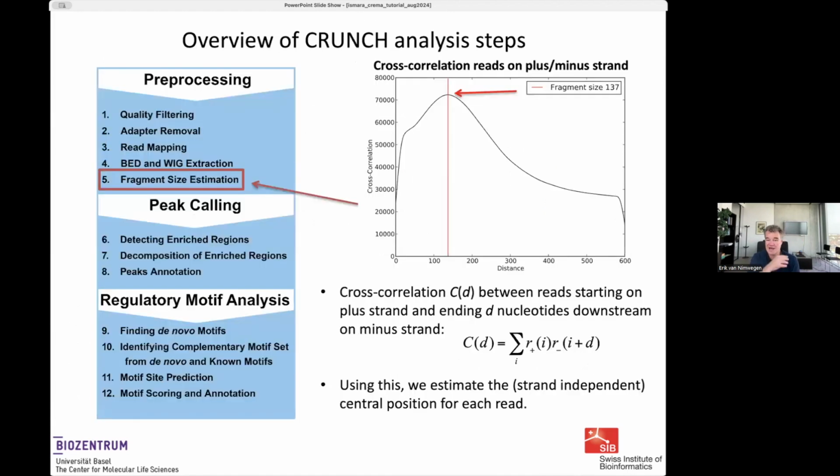And so when we have single end data, so not paired end, but only from one end, we use such a correlation function, right? So for a distance d, we take the correlation between the number of reads on the positive side and the negative strand shifted by d, and we look at what shift d this correlation is maximal, and we use this as the estimated fragment length.